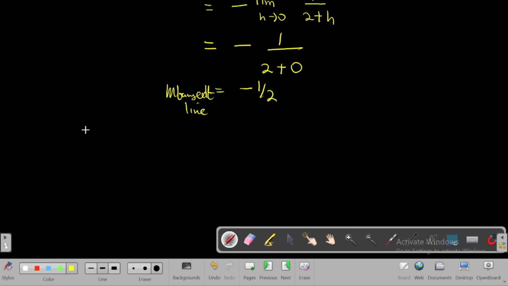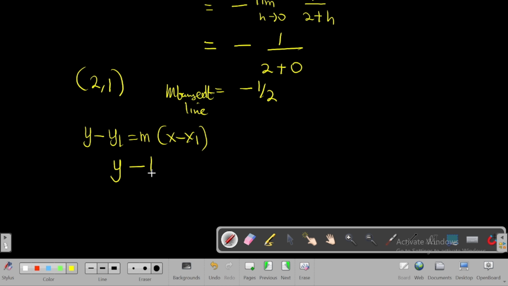So from here we can see that our equation is y minus y1 is equal to the gradient multiplying x minus x1. We told you that our point is (2, 1) from the question. So we can say that our equation is y minus y1, where y1 is 1. We have picked one of the points. Okay, they give us a point on the curve. So y minus 1 is equal to our gradient, negative 1 over 2, multiplying x minus x1, where x1 is 2, right?